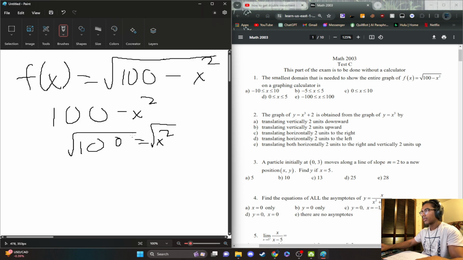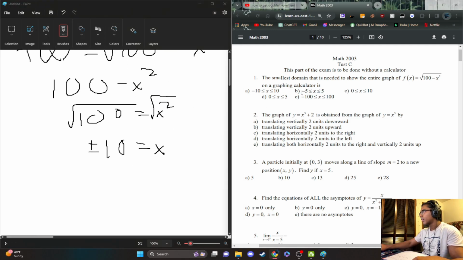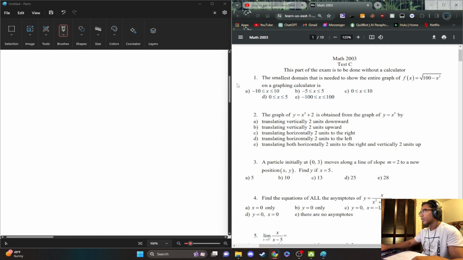Oh my god, my handwriting's so bad. Okay. And you'll get 10 equals x plus or minus. So there you go. That's your domain, and this is like the smallest you can get. You can cross out B because you're not going to get 5 for either value. C, D, E, they're all giving you stuff that is wrong. So A is the answer.